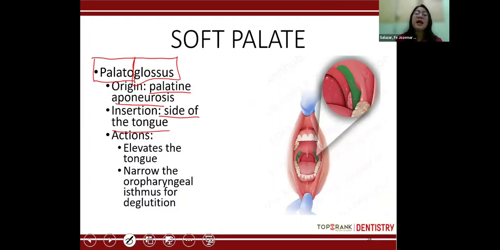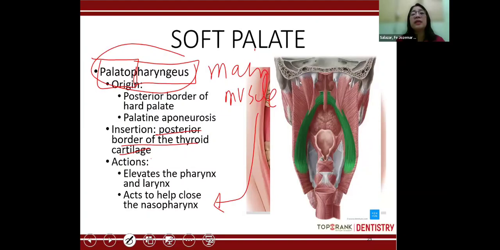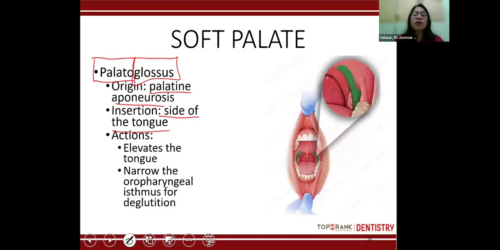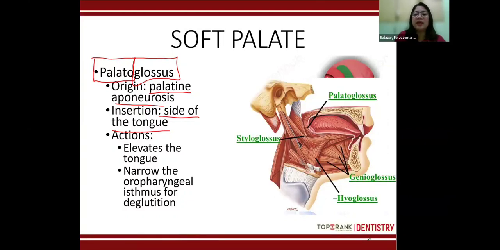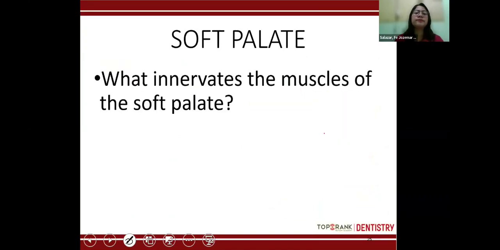Ganun din actually si palatopharyngeus. It is also considered a muscle of the pharynx. So palatoglossus, the actions are to elevate the tongue and narrow the oropharyngeal isthmus for deglutition. Ayan yung kanyang insertion, tapos origin at insertion. Kanina na-discuss na natin to.